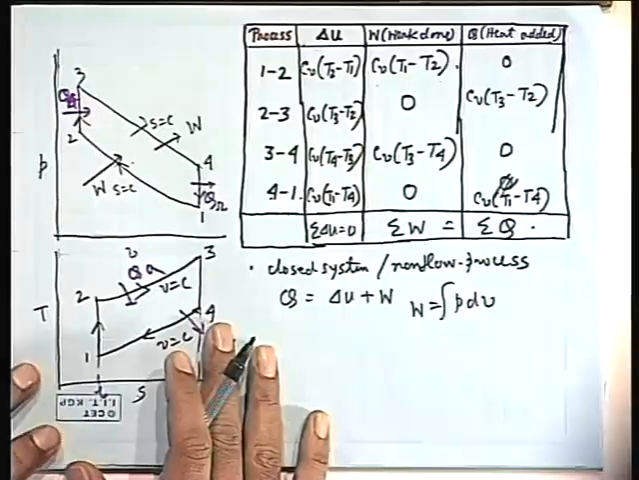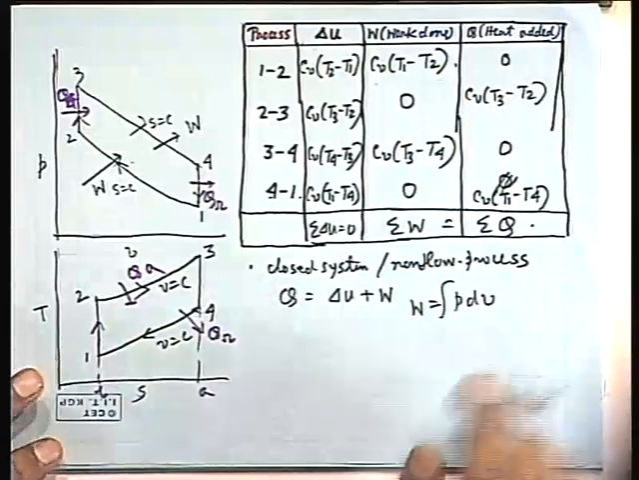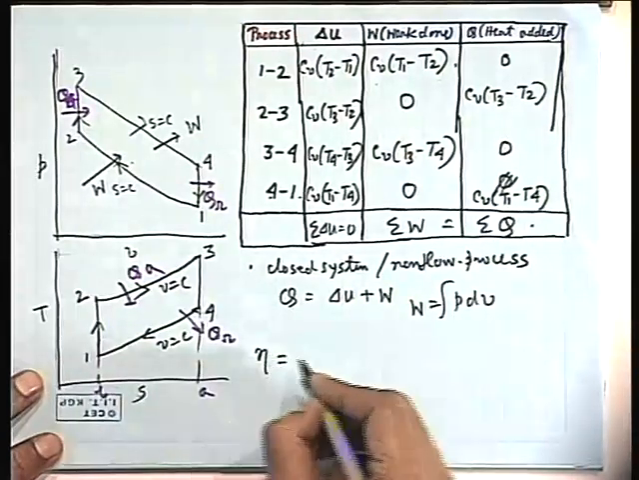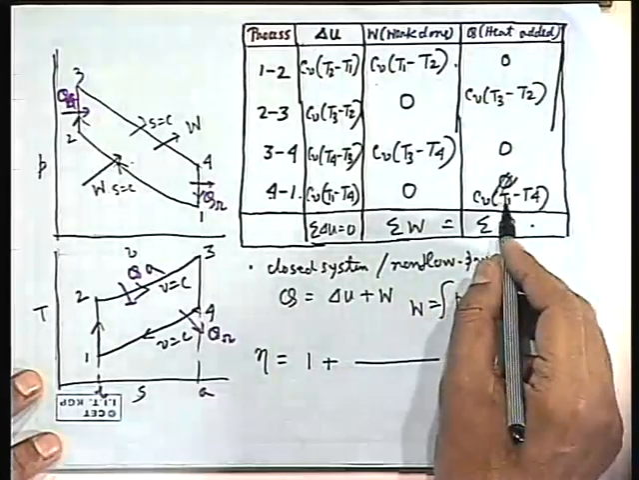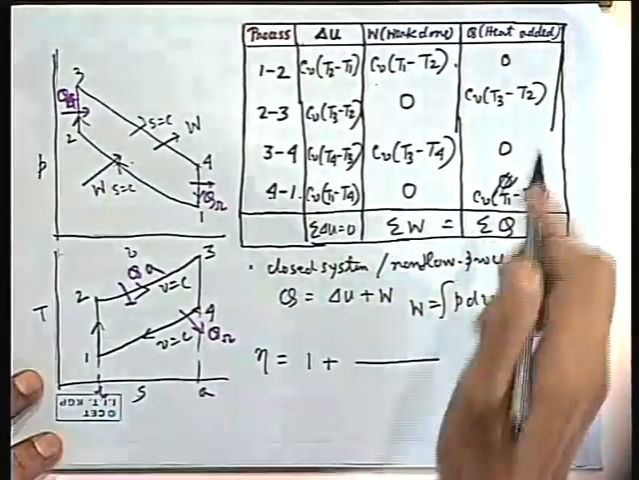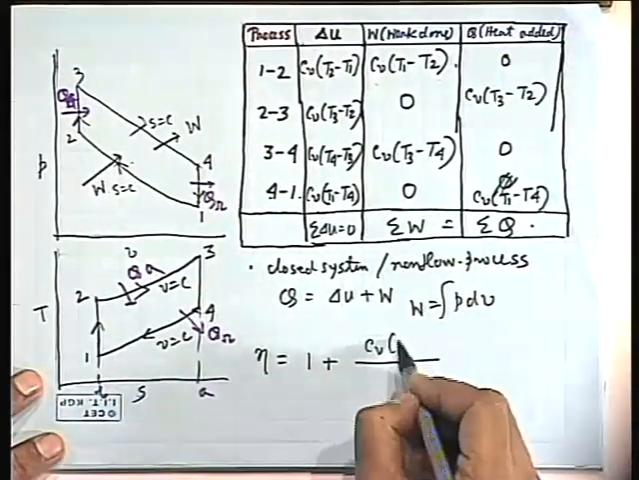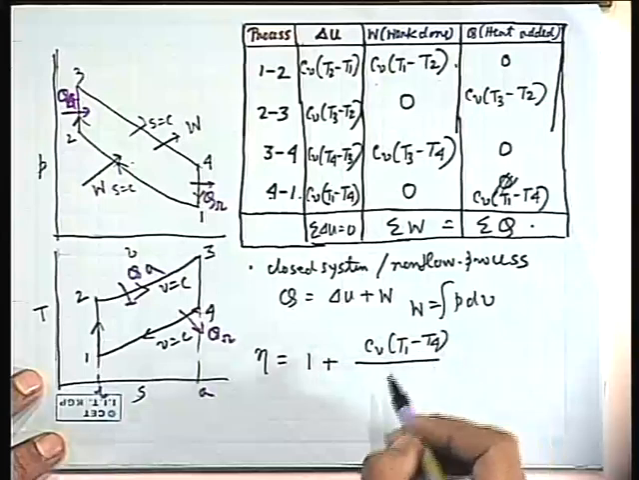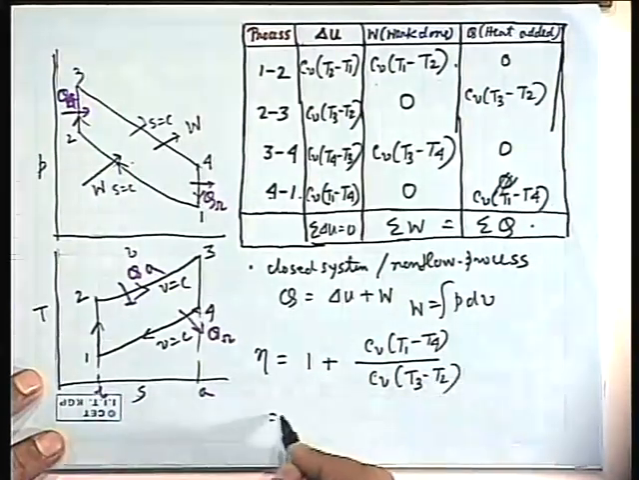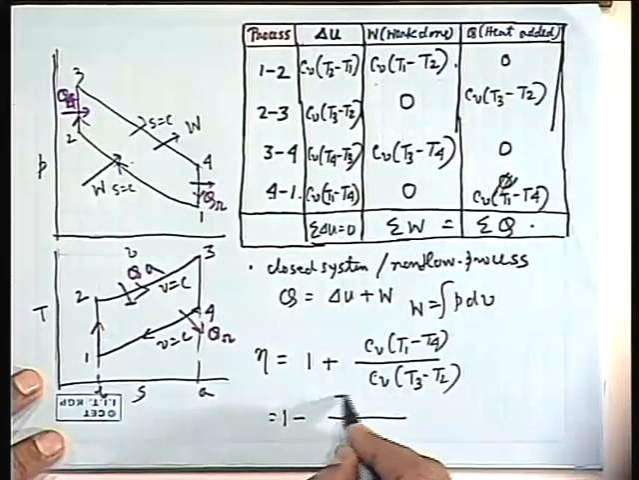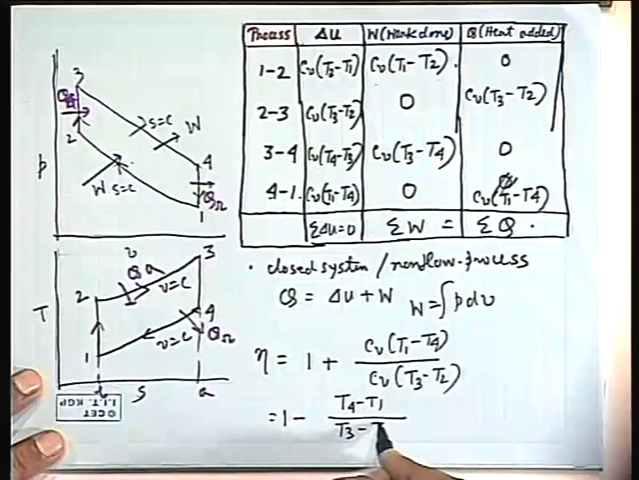Next part, we will find out the efficiency of this cycle. So efficiency of this cycle can be defined as 1 plus, why I am writing plus, because I am using this value. So what is heat added? Heat is added during this and heat is rejected during this, CV. So this is already negative, CV T1 minus T4 divided by CV T3 minus T2, or I can write 1 minus T4 minus T1 divided by T3 minus T2.